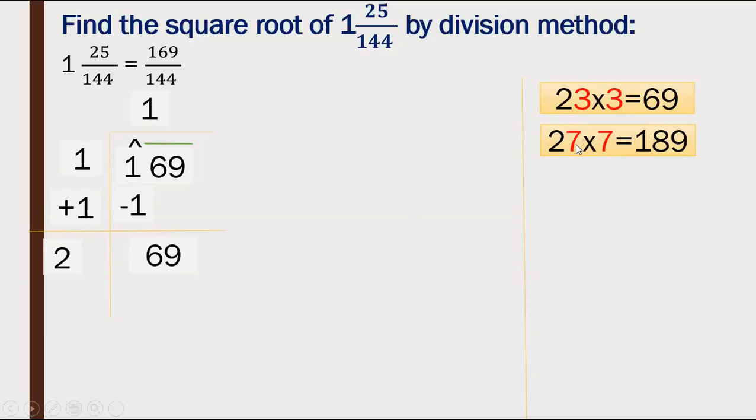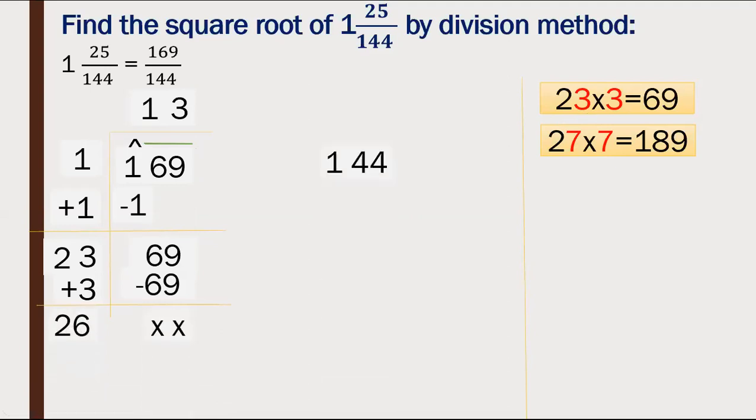Are you getting this, Halima and Sumaya? Either we can take 3 or we can take 7. So here 23 threes are 69. Okay, Vanya? Now on the left hand side, 3 is only going to be added and we get 26. And 69 minus 69 will be cancelled.